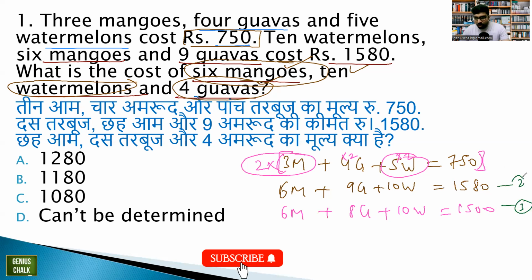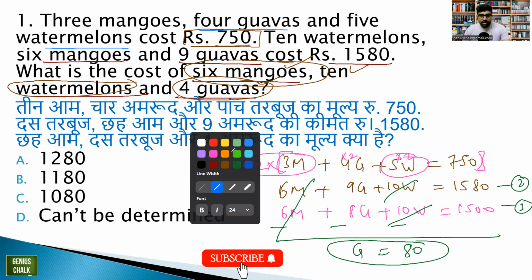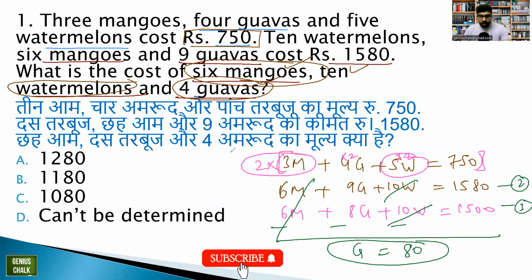So if I subtract 2 minus 3, you can clearly see that M and M get cancelled. 8 minus 1 is G, 10 and 10 get cancelled, and G is coming out to be 80. If students G is coming out to be 80, can I find the rest of the things? Yes, I can. Now, G is not asked, it is asked that 6 mangoes, 10 watermelons, and 4 guavas, right?